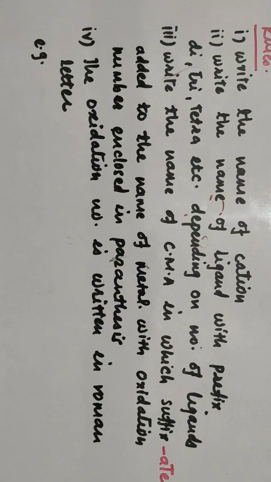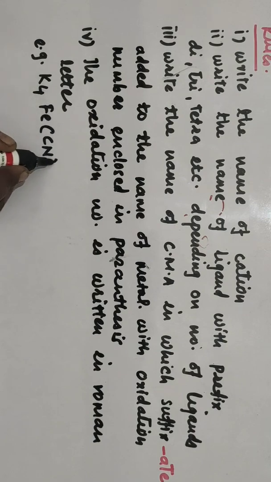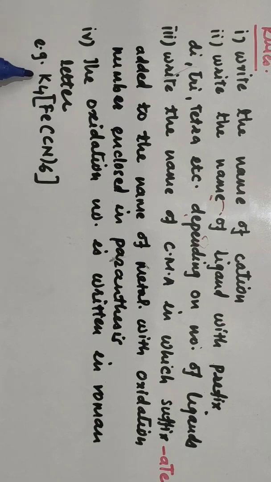For example, we'll take one example of K4[Fe(CN)6]. This K4[Fe(CN)6] is an anionic complex. Why? Because if K4 is removed, that means potassium is removed. Potassium is a metal and it is present towards the left hand side of this coordination sphere. It is present in the ionization sphere, and on ionization you will get 4 K+ ions and the remaining part carries a negative charge. That means [Fe(CN)6]4- is the other ion, and as your coordination sphere carries a negative charge, it is an anionic complex.